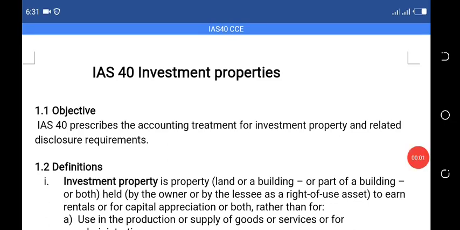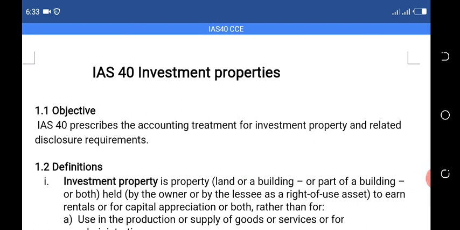Good evening, everyone. Today we're looking at financial reporting, and our topic will be IAS 40 investment property. This standard is still under the standards for non-current assets. Okay, this standard, IAS 40 investment property.